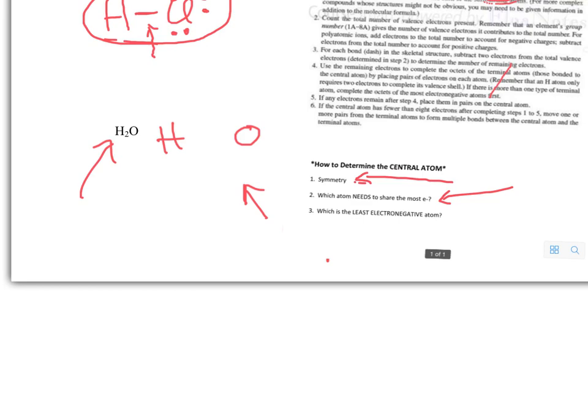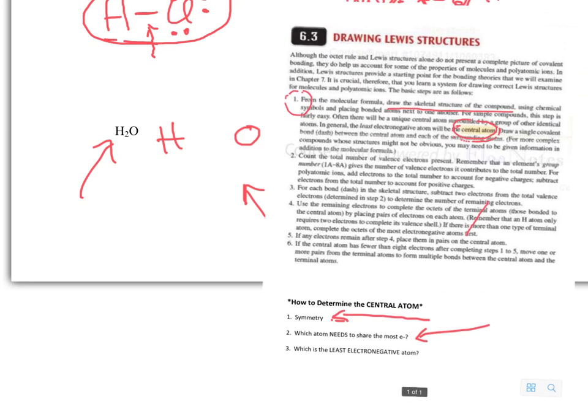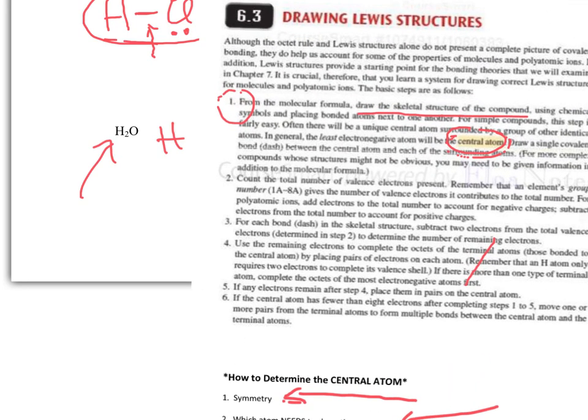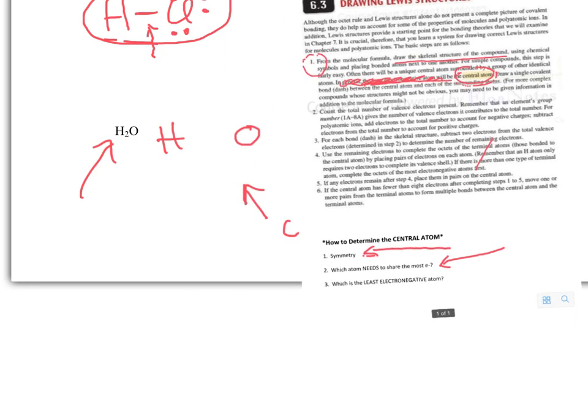Now, the instructions on this list from the book talk about looking for the least electronegative atom. You go back and think about chapter 4, how the electronegativities of the elements increase as you go over to the right and up. And so oxygen is farther to the right. He's actually more electronegative than hydrogen. I suggest that you forget about that and do the steps that I've got here.